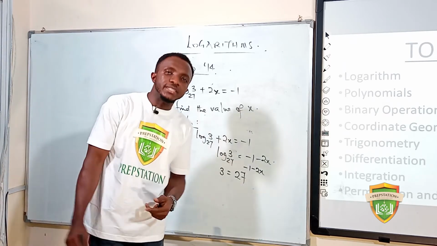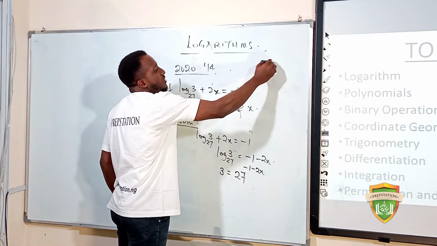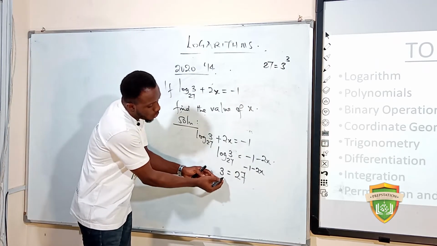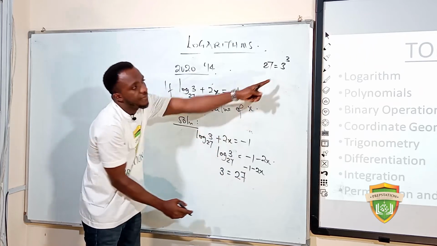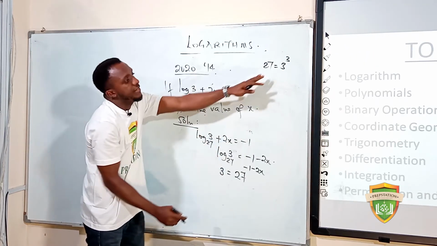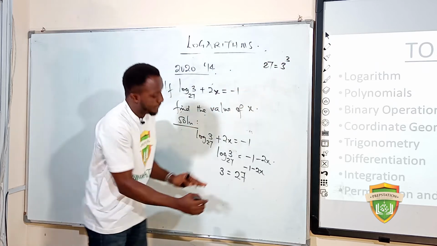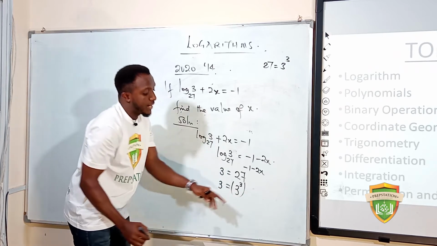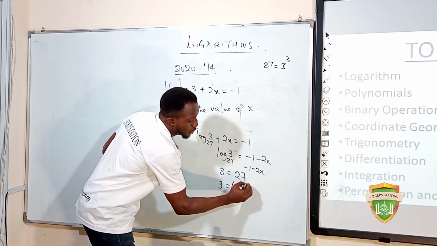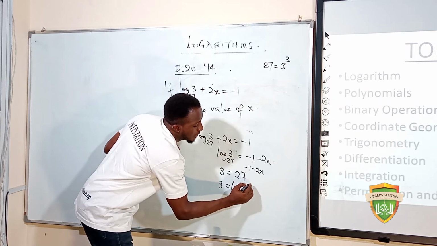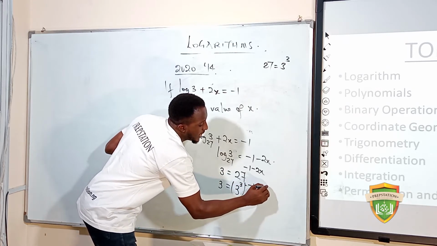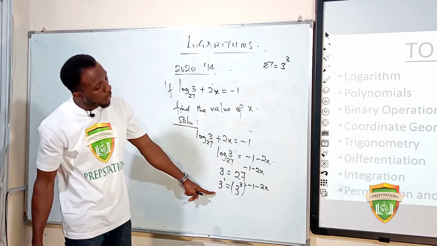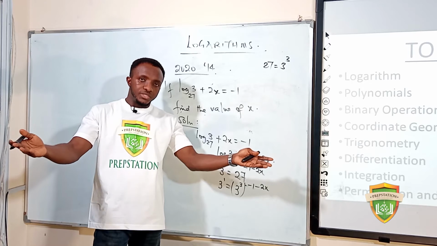Now, let me take you back to indices. From indices, we learn that 27 is 3 raised to the power 3. So, we're going to form an index in 3 here, bearing in mind that 27 is 3 raised to the power 3. So, that leaves us with 3 equals to 3 raised to the power 3. Try to use a bracket. I teach my students to always use brackets so you don't muddle things up. And then we have -1 minus 2x. You can see this. So this is raised to power 1 because 3 raised to power 1 is 3.